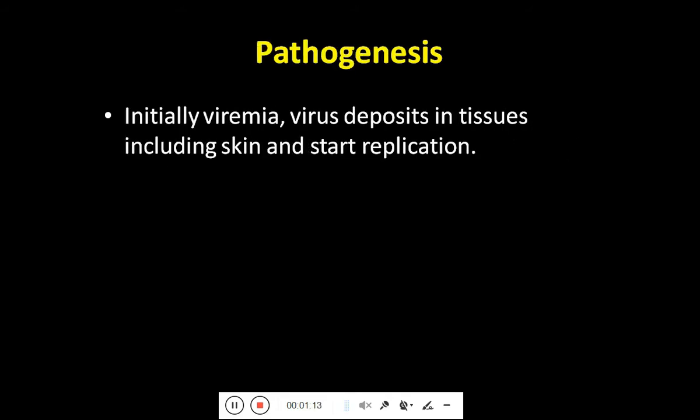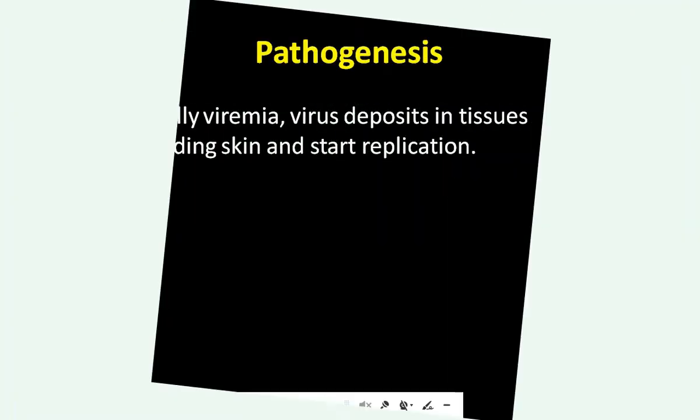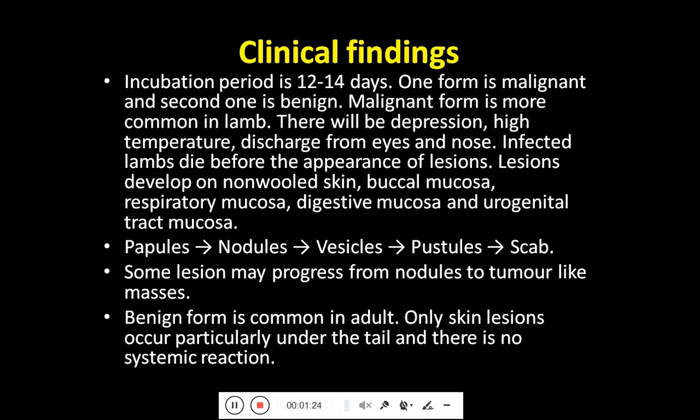Coming towards the pathogenesis, initially there is viremia, and then the virus deposits in the tissues, including the skin, and starts replication. Then we can find the clinical findings. The incubation period is about 12 to 14 days. One form is malignant and the second one is benign.